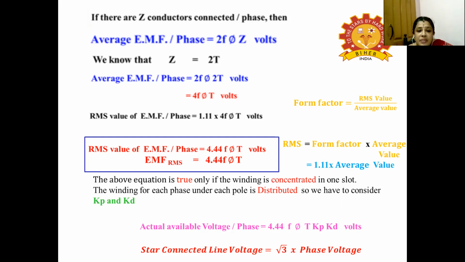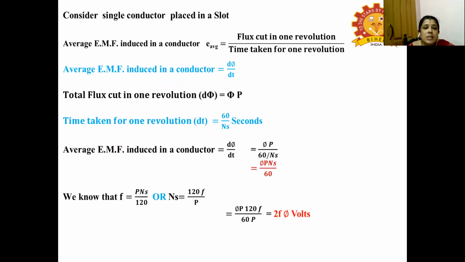The winding for each phase under each pole is distributed. So you have to consider the values called Kp and Kd. The actual available voltage will be 4.44 into f into phi into Tph into Kp into Kd volts. For a star connection, line voltage will be root 3 into phase voltage. So consider a single conductor placed in the slot. So EMF, E average, will be flux in one revolution, average will be d phi by dt.